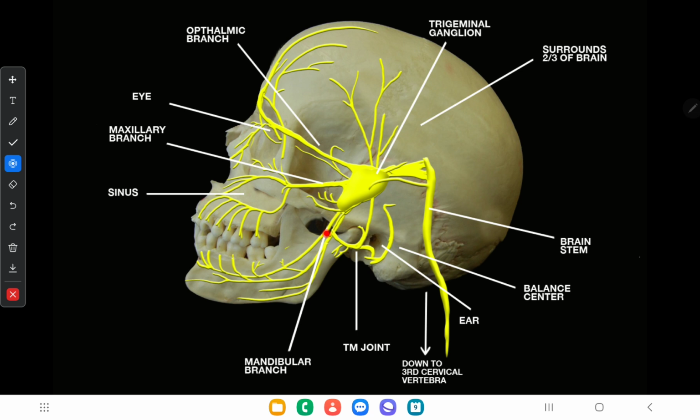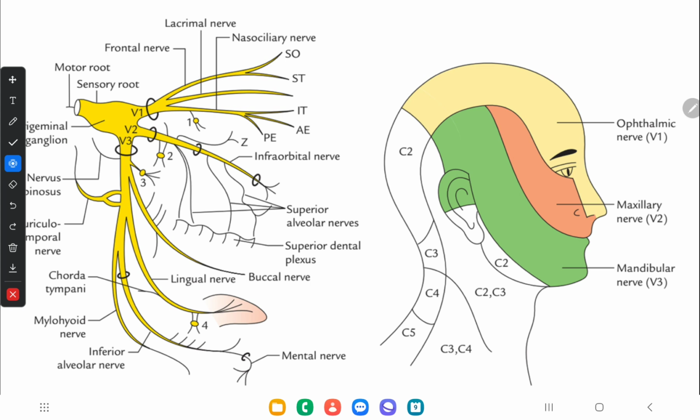I explained the further course of the mandibular nerve in the video on the infratemporal fossa. So you can watch that video. I'll put the link in the description box as well.